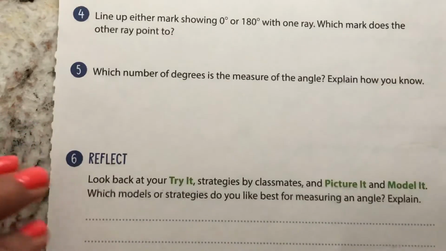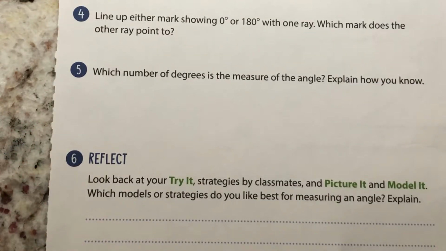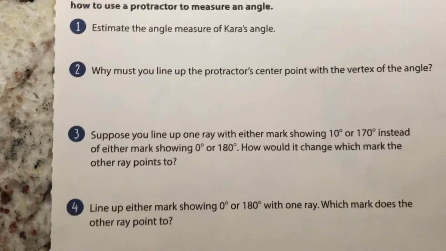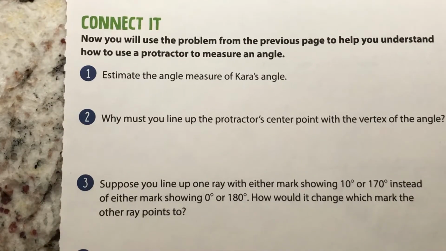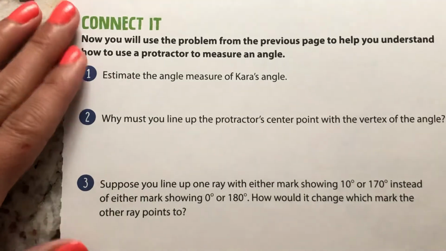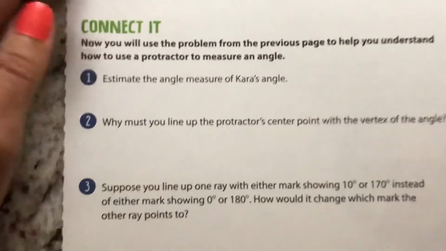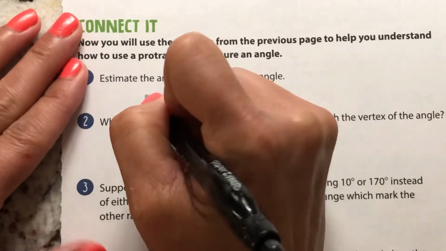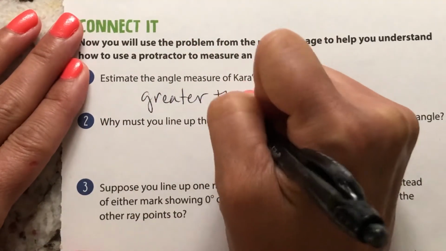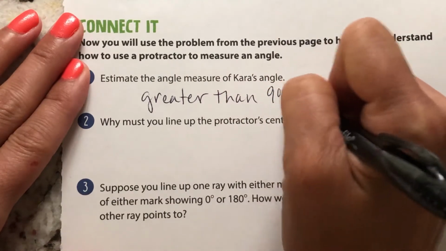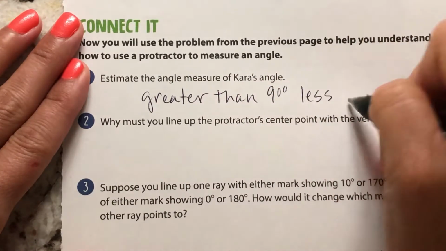Okay, I'm going to move on to page 679. So estimate the angle measure of Kara's angle. I'm going to say it's greater than 90 degrees, and then less than 180.